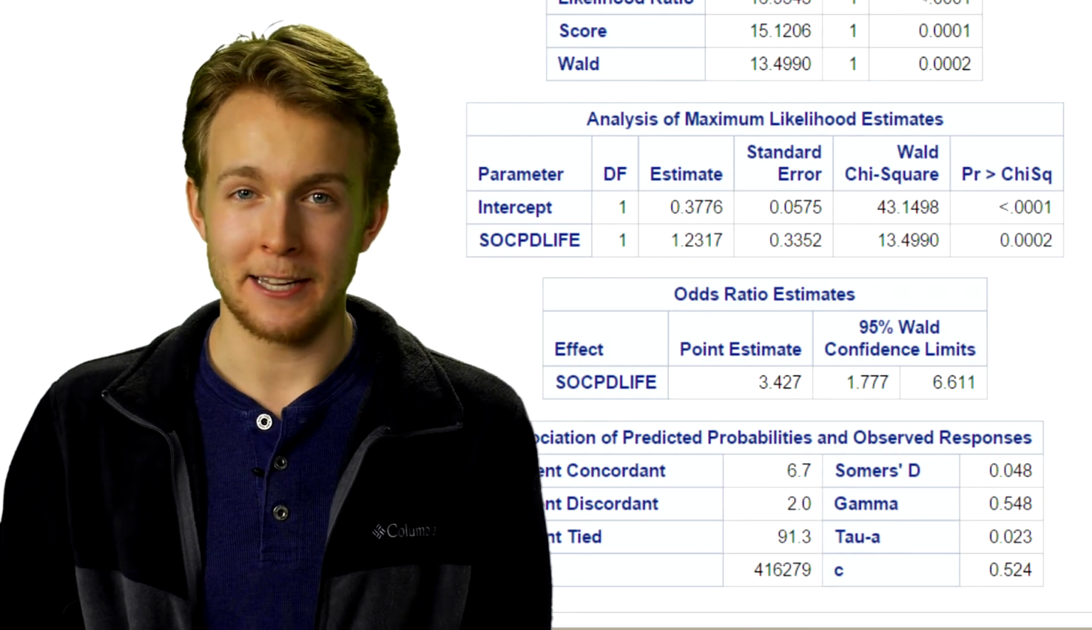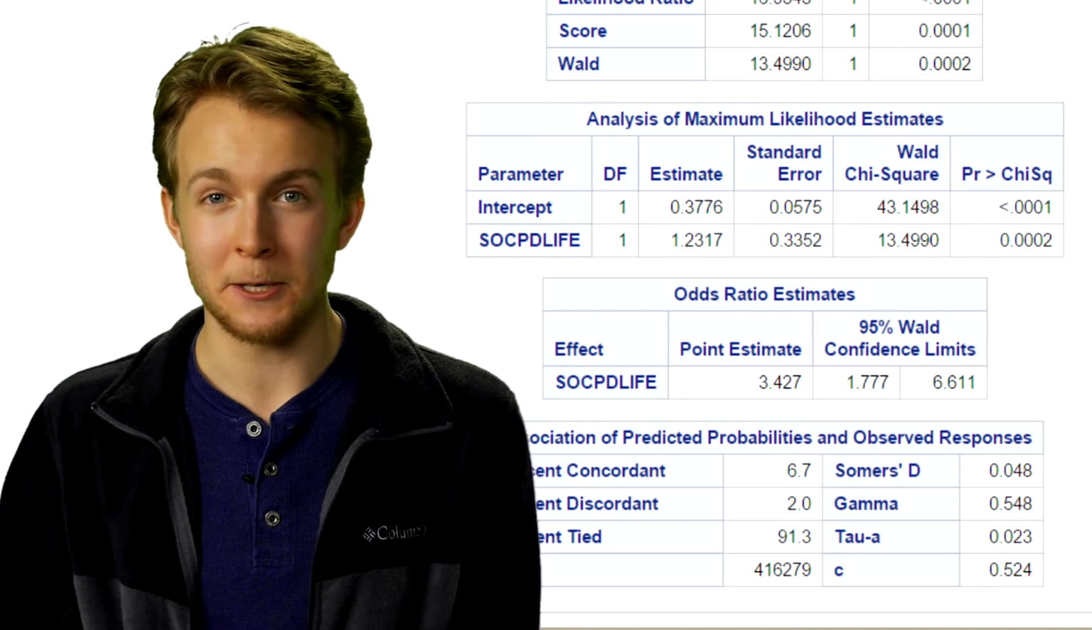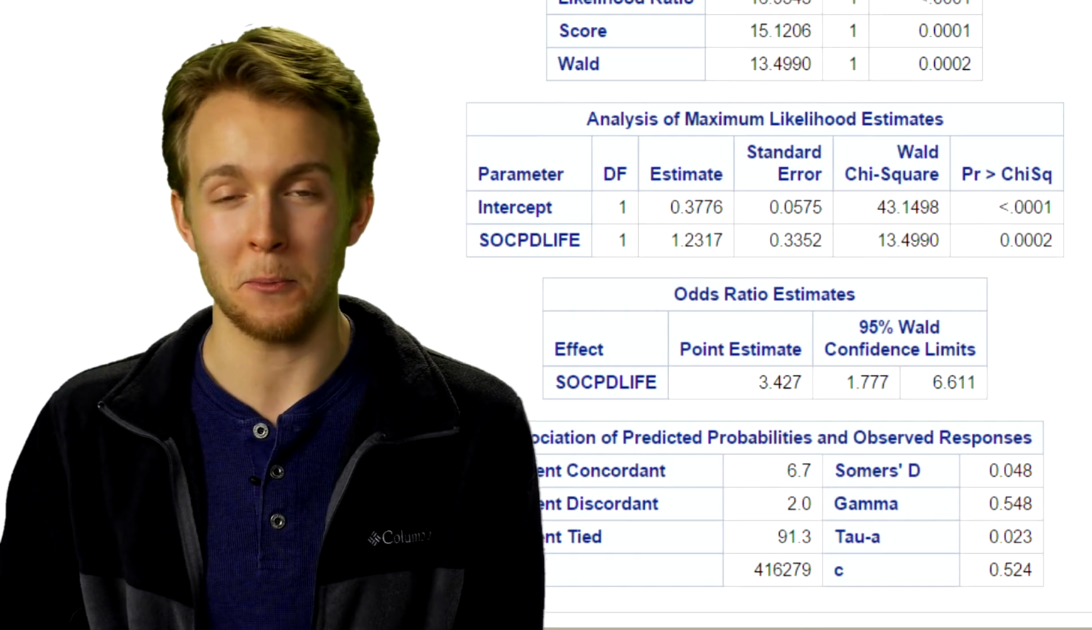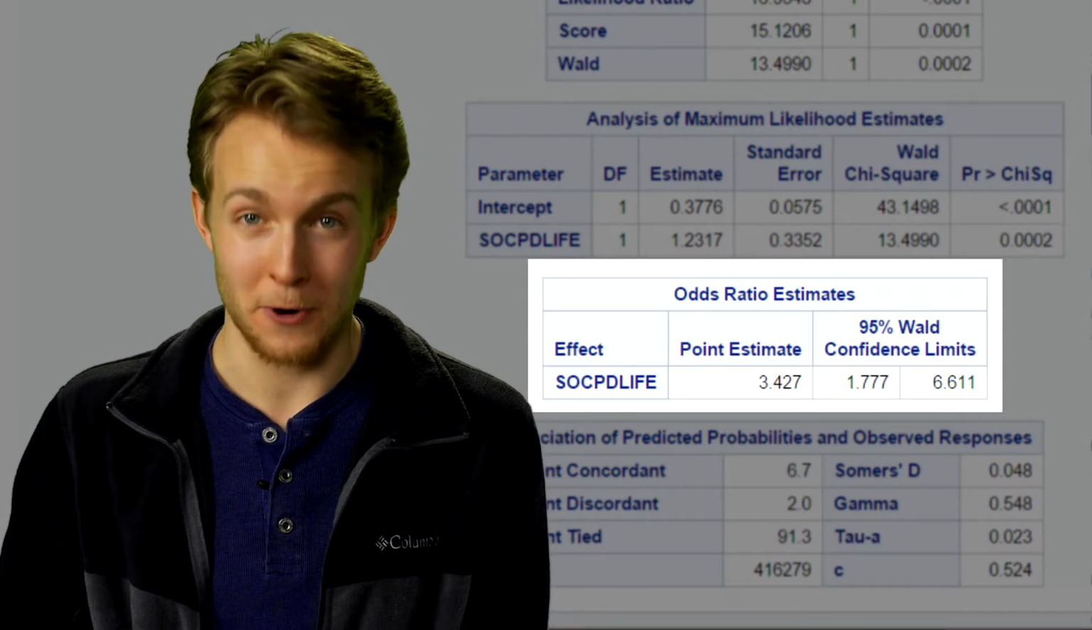So how do we calculate the odds ratio? It is possible to do this by hand. The odds ratio is the natural exponentiation of our parameter estimate. However, we could also let SAS do this for us.